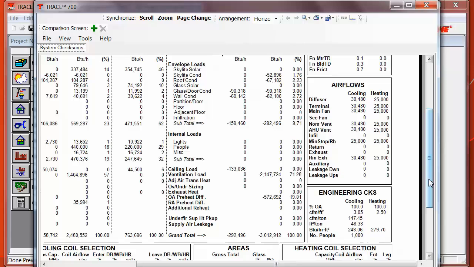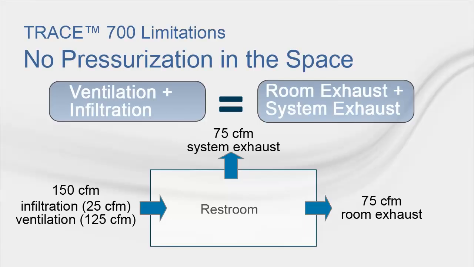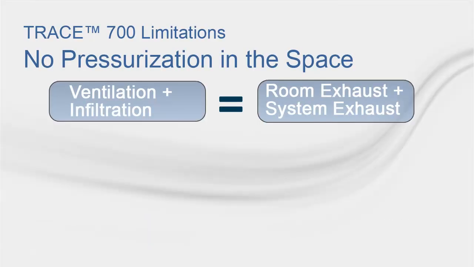Now, what if the room doesn't have balanced airflows? Let me first mention a limitation that must be considered in Trane 700. Within Trane 700, spaces are not positively or negatively pressurized. In other words, outdoor airflow entering a room must be equal to the exhaust airflow. The equation Trane 700 uses is ventilation plus infiltration is equal to room exhaust plus system exhaust.